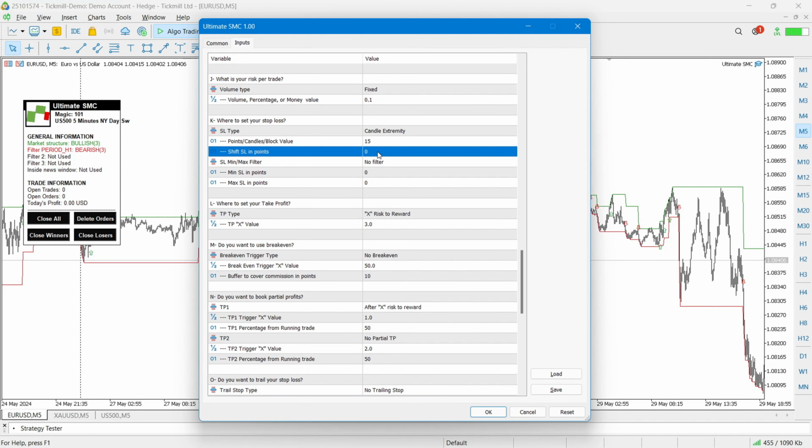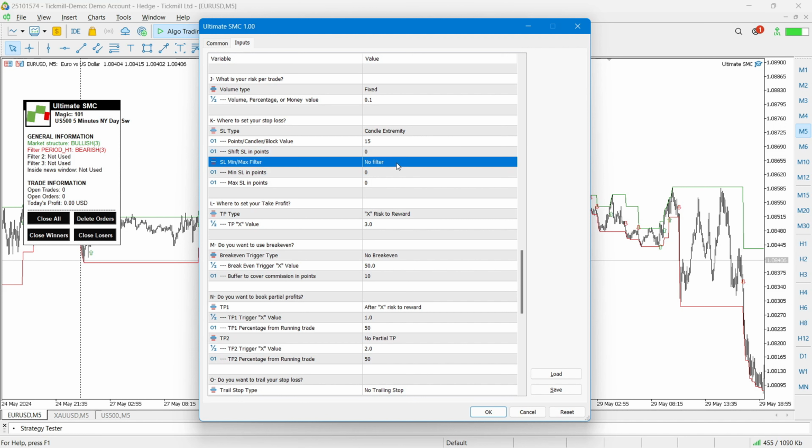You can shift also your stop loss. This is good for prop firm traders. And you can have a filter for your stop loss. Basically, this filter allows you to do 2 things.